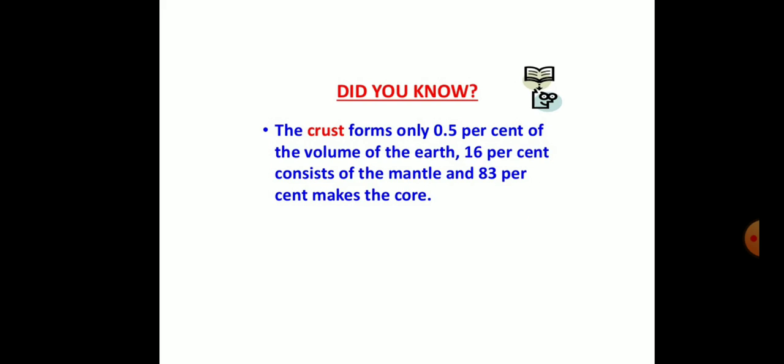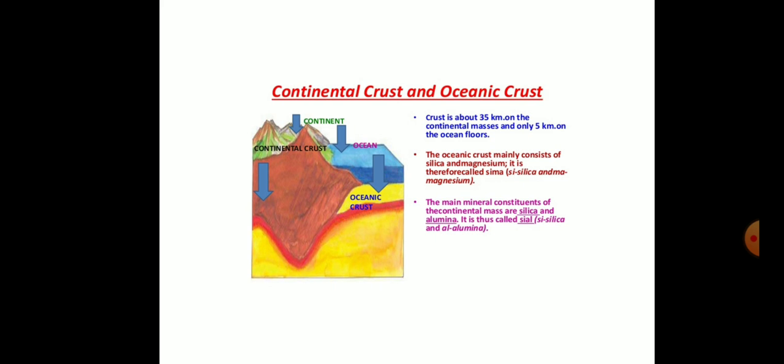Next, we have some facts to remember. The crust forms only 0.5% of the volume of the Earth, 16% consists of the mantle, and 83% makes the core. And here we have a description of the two types of the crust, continental crust and the oceanic crust.